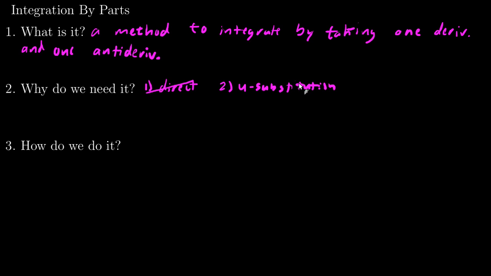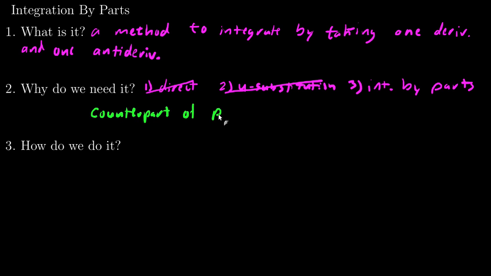So for instance, the integral of x sine x squared dx is going to be negative 1/2 cosine x squared plus c. If use substitution doesn't work, then we will try integration by parts. And here's the important thing. Integration by parts is the counterpart of the product rule, like use substitution was the counterpart of the chain rule.